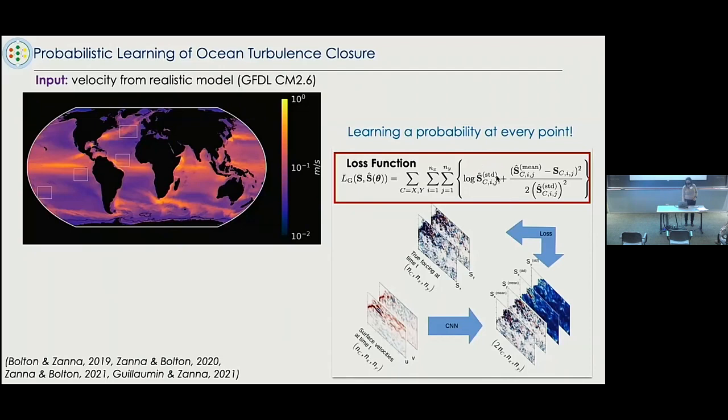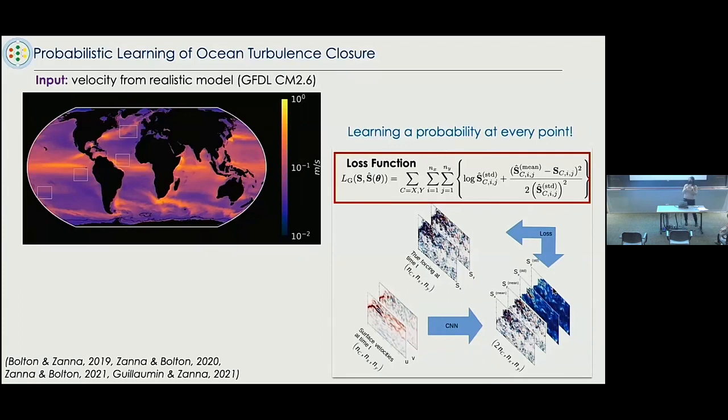We need to learn the standard deviation at a given grid box, and we also need to learn the mean. So when you manipulate that mathematically, it's still pretty simple and straightforward. And so at the end of the day, given the input, which is going to be the velocity field in a certain place, we end up with 4 outputs.